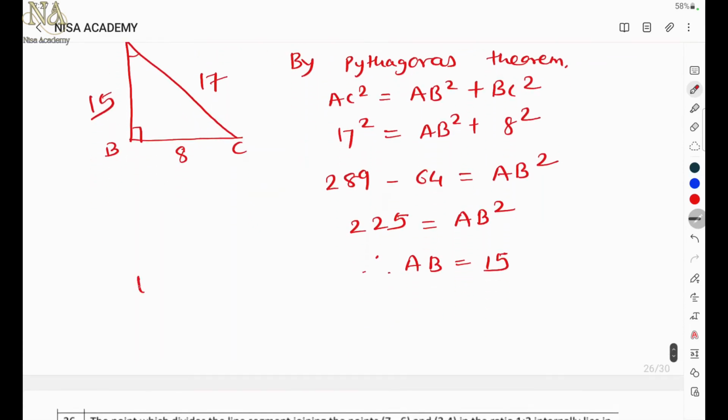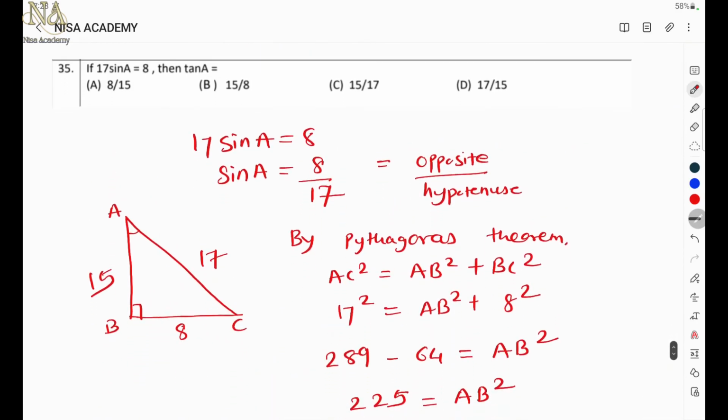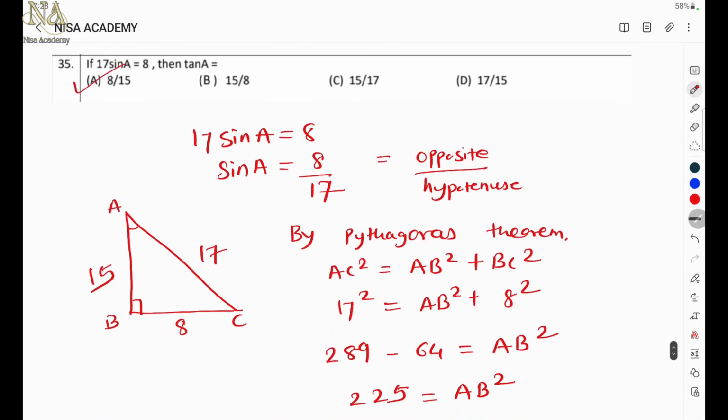Now tan A. Tan A is what? Opposite upon adjacent side. Right. So opposite is what? 8, upon adjacent is 15. So 8 by 15, yes. Option A.